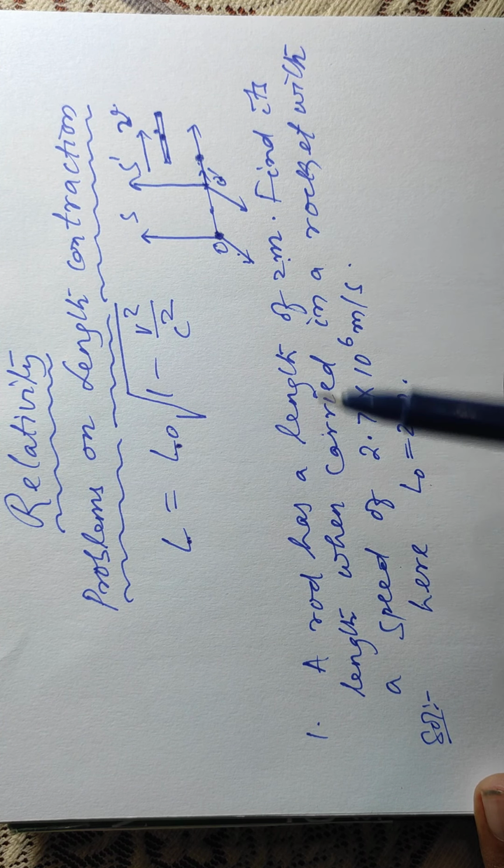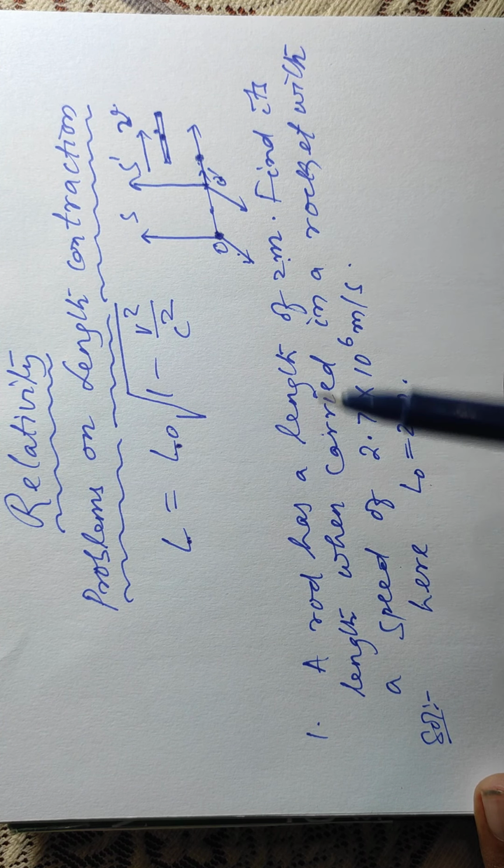Now the second question is that the apparent length of a rod in the direction of motion, moving with a velocity of 2 into 10 to the 8 meter per second, is 1 meter. That means the apparent length when it is in motion, that means L is 1 meter, not L0. Remember, L0 is the length of the rod at rest. But what is the length of the rod at rest? You have to find out L0.